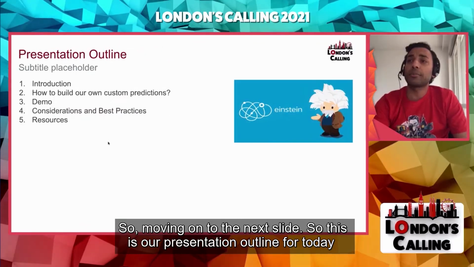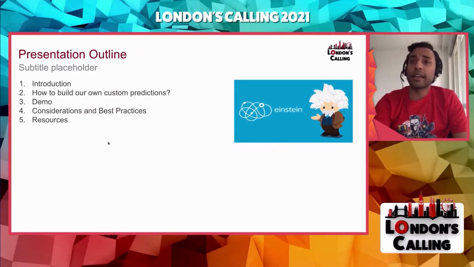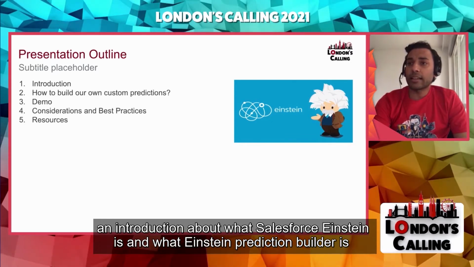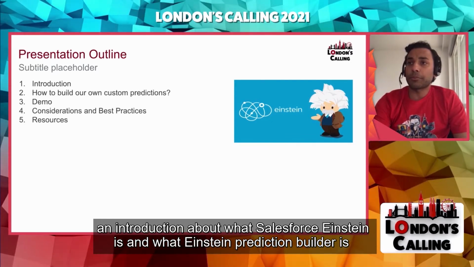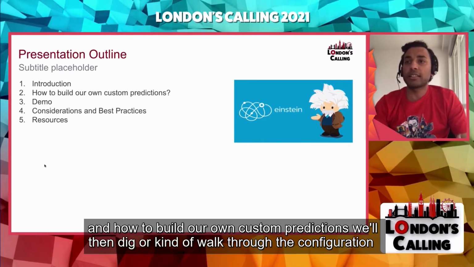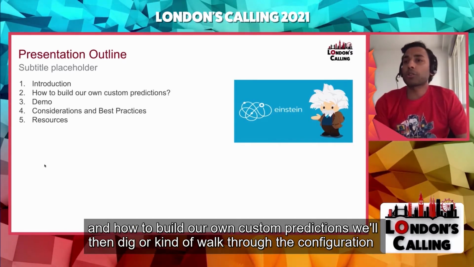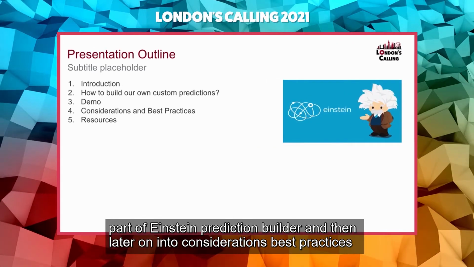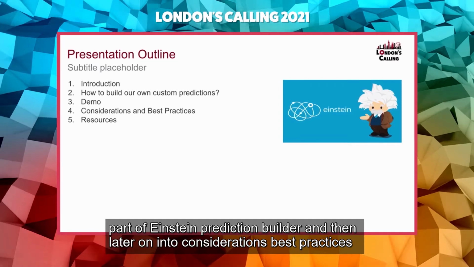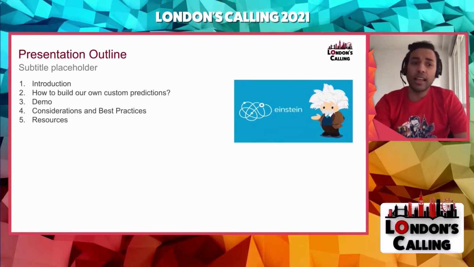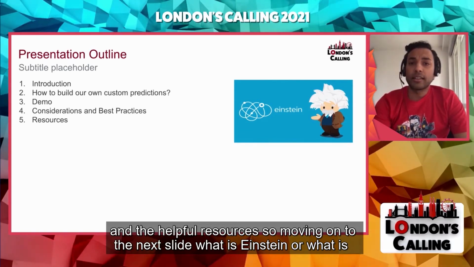So this is our presentation outline for today. An introduction about what Salesforce Einstein is and what Einstein Prediction Builder is, and how to build our own custom predictions. We'll then walk through the configuration part of Einstein Prediction Builder, and then later on into considerations, best practices, and the helpful resources.